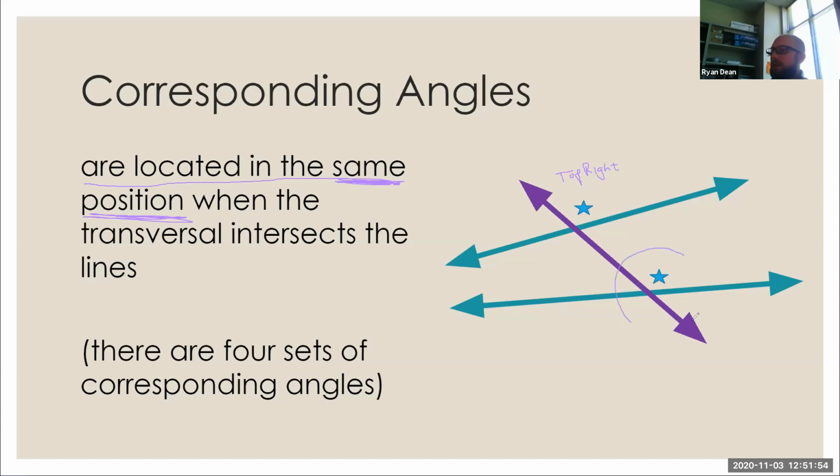Now notice if I only look at these four angles down here, this blue star is also in the top right position. I'm not focusing on this first set that we just took a look at. I'm only focusing on these four down here. So this blue star is on top of this blue line, and it is also to the right of the purple. So we're going to label this as the top right. So the blue stars are in the same position. Same position just means that they're both either top right, top left, bottom right, or bottom left.